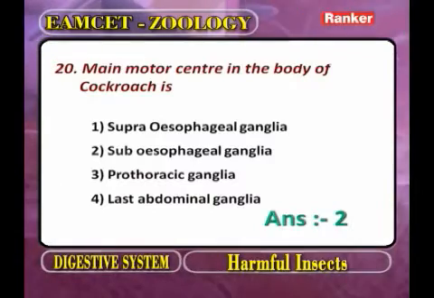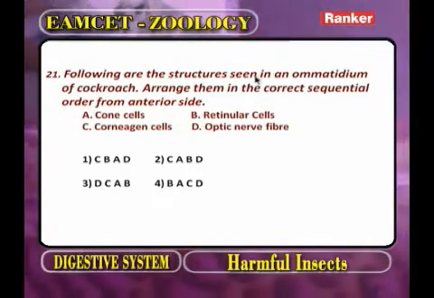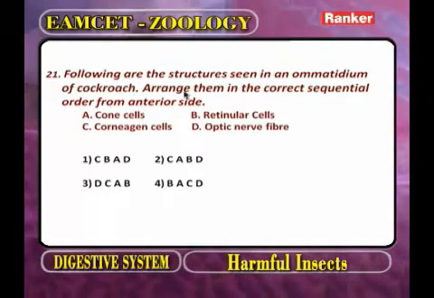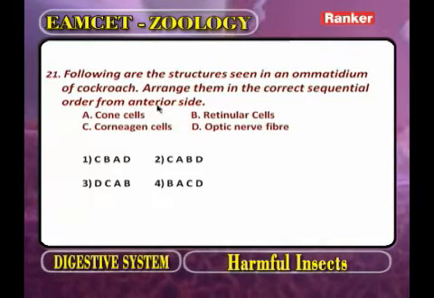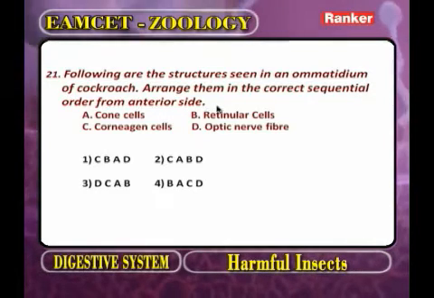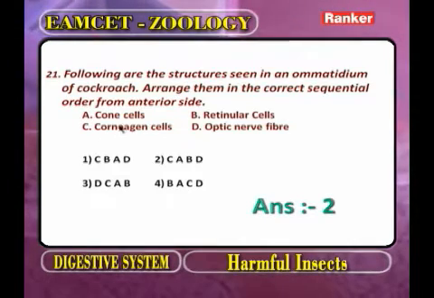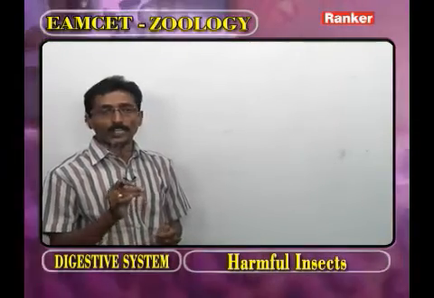Now we go for the next question. The following are the structures seen in the ommatidium of cockroach. Arrange them in the correct sequential order from anterior to posterior. Now here, what are the options? Cone cells, retinular cells, Carnegian cells and optic nerve fibers.